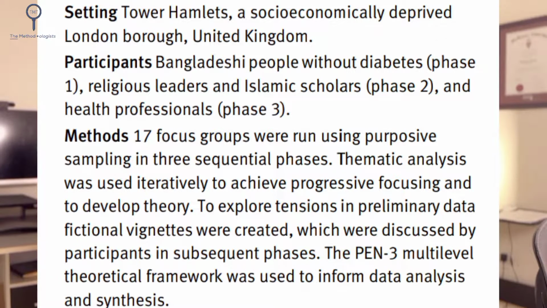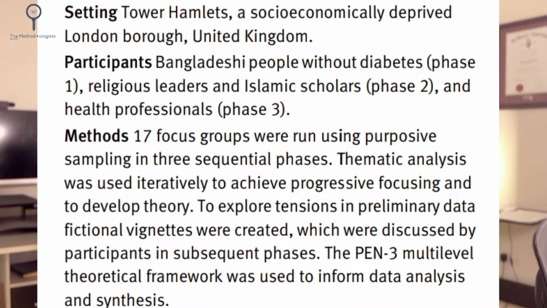Now let's move on to the setting and methods. As I read, I want to note down settings, populations, and methods. So let's look at the setting. A low-income area in London, UK. Okay, that's good to know. Population, so this is confirmed based on when we read the title. There's Bangladeshi people, there's religious leaders, now including Islamic scholars, and there's also health professionals. Okay, we seem to use focus groups as a data collection method. And for analysis of data, they use thematic analysis using something called a Penn 3 multi-level theoretical framework. Now, I don't know what that is, but it might be relevant information.